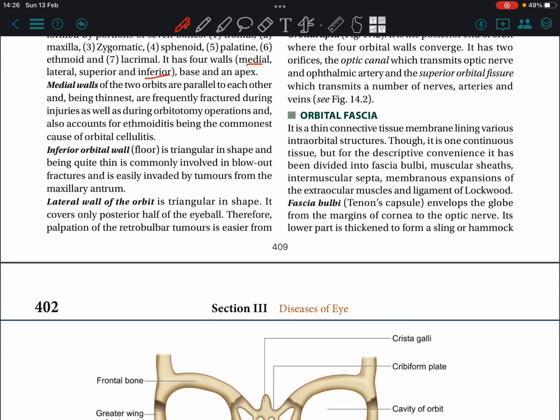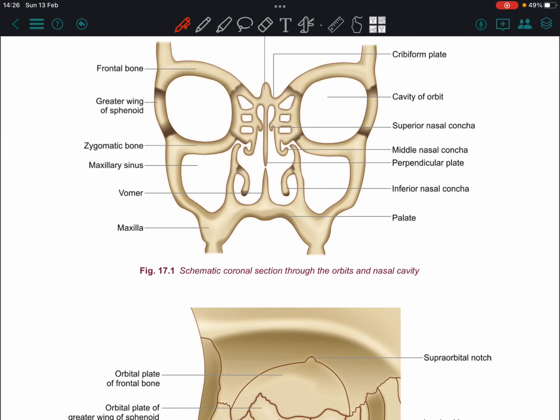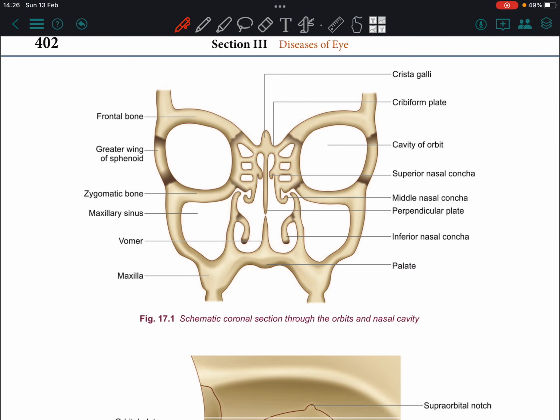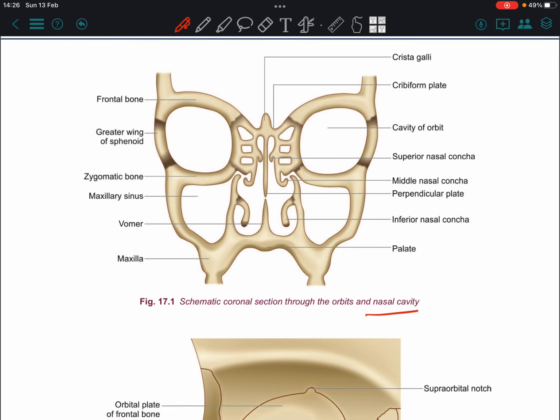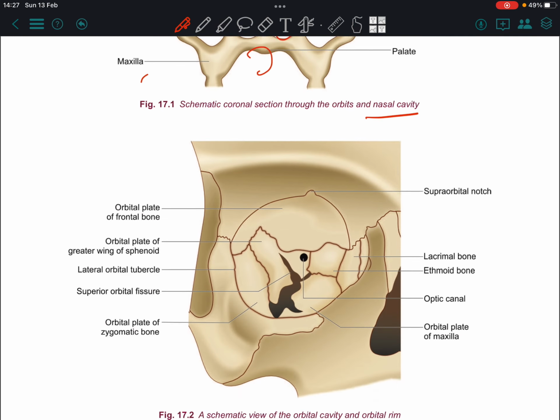Then orbital fascia, it is thin connective tissue membrane lining various intraorbital structures. Then schematic coronal section through orbits and nasal cavity: frontal bone, sphenoid, zygomatic, vomer, maxilla, palate, inferior nasal concha, perpendicular plate, middle nasal concha, superior nasal concha, and cavity of orbit, cribriform plate, crista galli, etc.